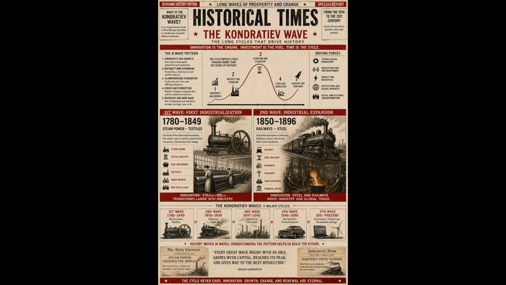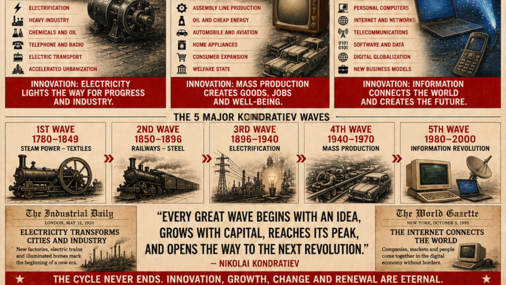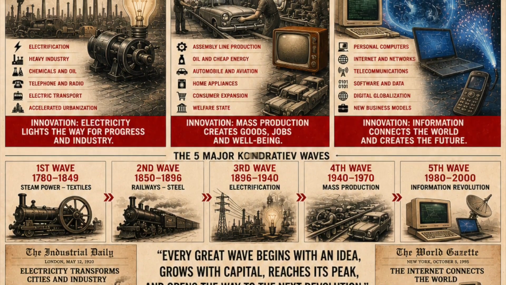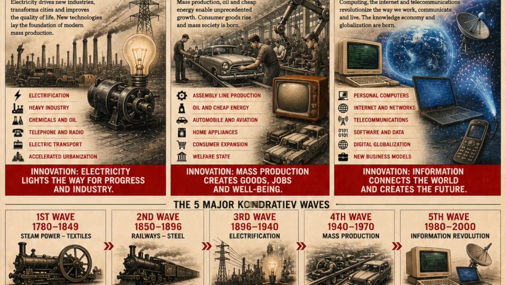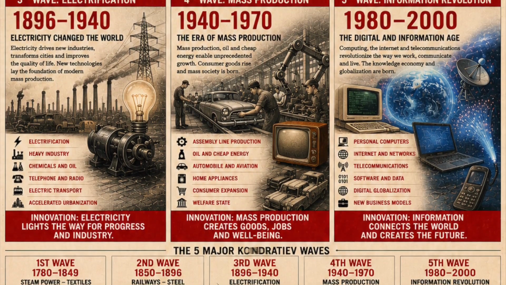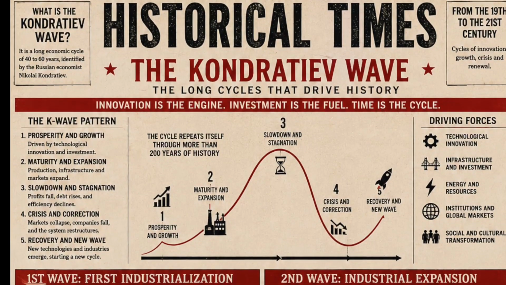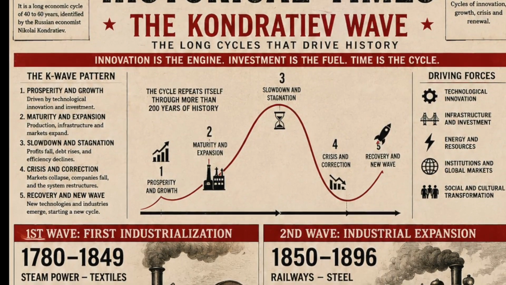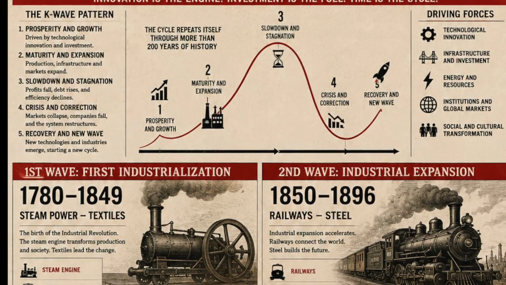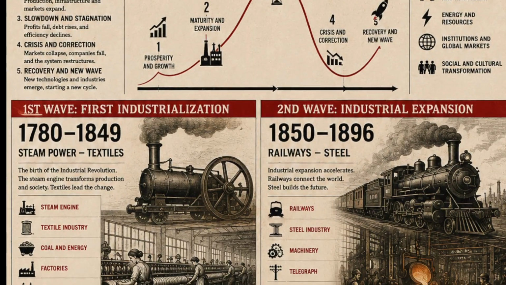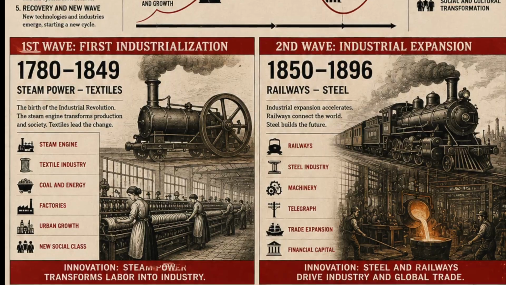6. Kondratiev wave, economic cycle. While not a historical cycle in the political sense, this economic theory is included as a long wave cycle affecting modern history. It proposes 40-to-60-year waves in economic growth and stagnation, based on patterns of technological innovation and sectoral change.